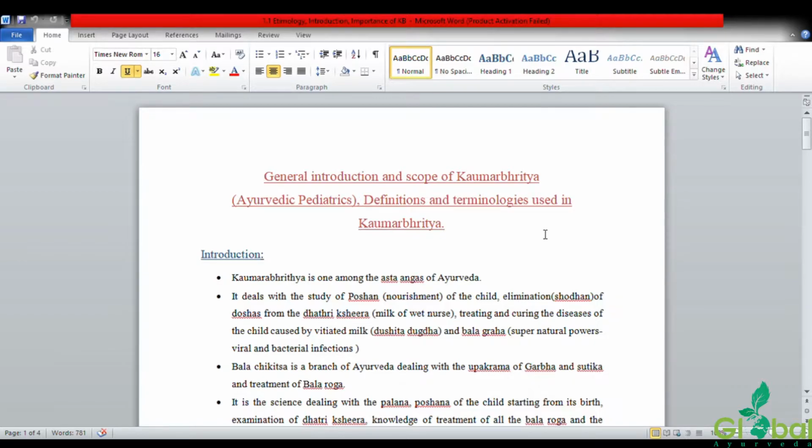So Bala Chikitsa is a branch of Ayurveda dealing with the Upakrama of Garbha and Sutika and treatment of Balaroga. By this we are getting the information that Bala Chikitsa or Kaumarbhritya also deals with the Upakrama of the Garbha, that is from the time of conception, to the Sutika also, that is the delivered lady, and also the treatment of Balaroga, and the caring and also diseases which are occurring in the neonate to the adulthood.